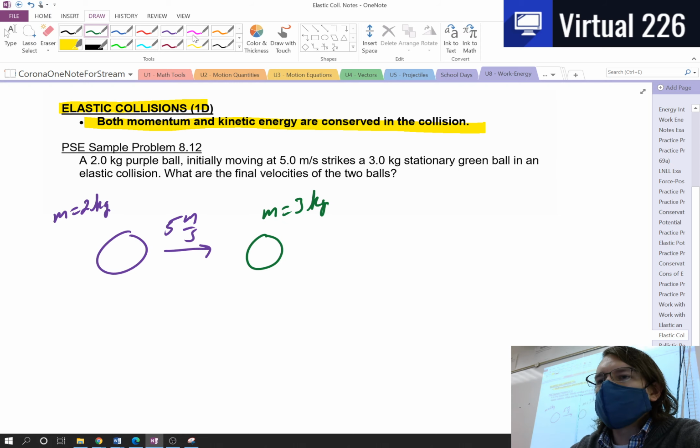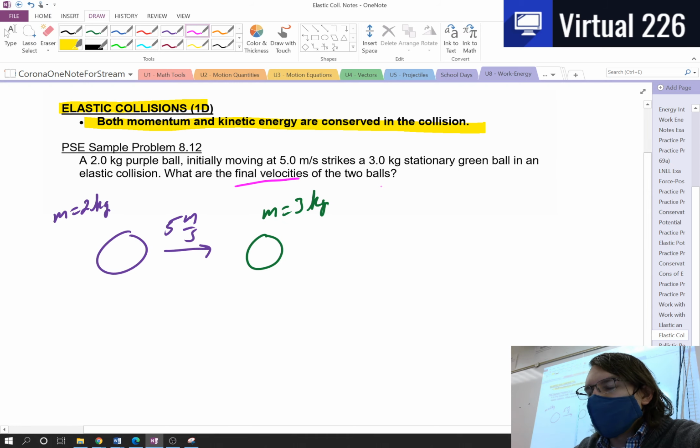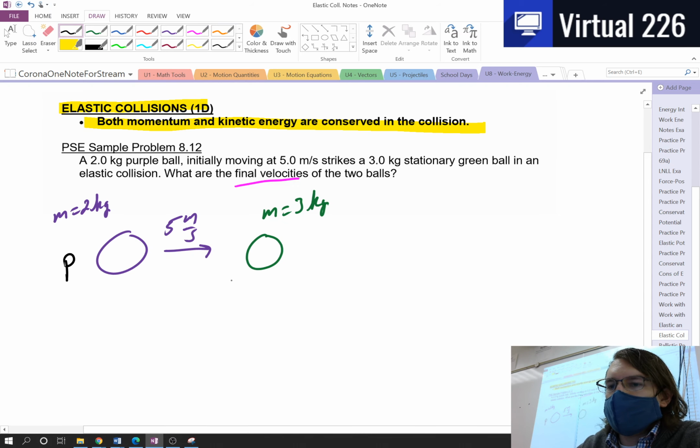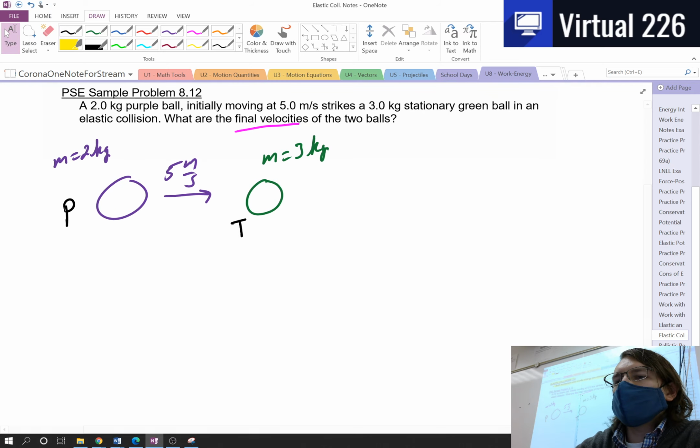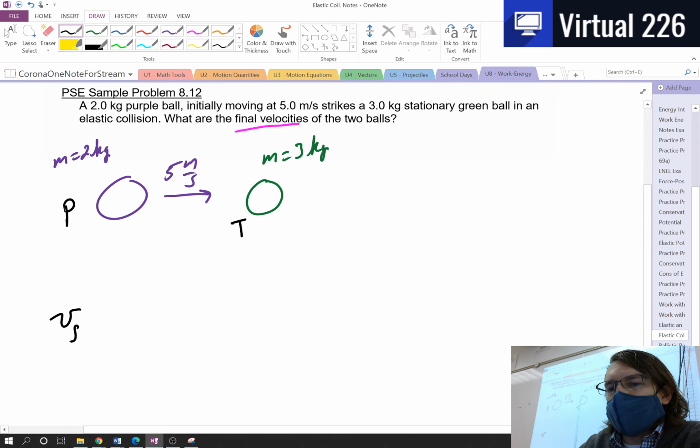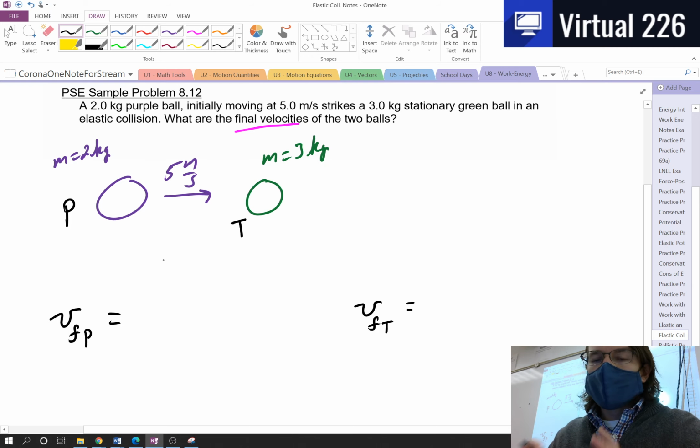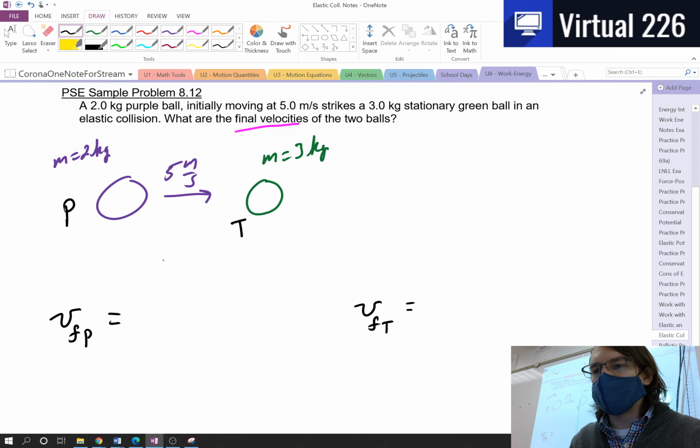What we're looking for here is the final velocities of these two balls. So let's call them the projectile and the target. We're simply looking for the final velocity of the projectile and the final velocity of the target. We are first going to do this just using the equation that we have in our notes. And if you haven't seen this equation, please go check it out. It is super, super helpful. But then we'll come back and work through this problem in a much longer format to show all the mathematics.